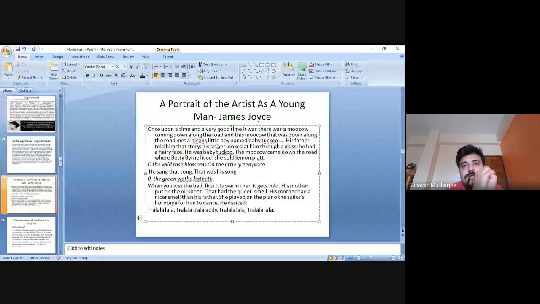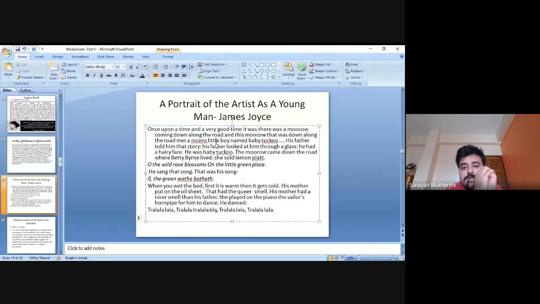And the modernists also believed that if you are trying to write about the experiences faced by you, or the moments of your consciousness as a child, you need to adapt your writing to that style as well. That's what James Joyce is trying to do here in his A Portrait of the Artist as a Young Man. See how he begins.